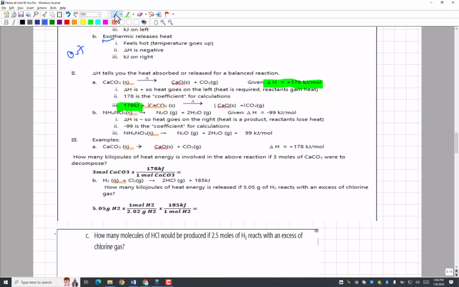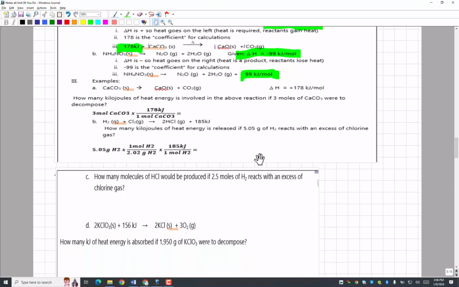NH4NO3 yields N2O plus 2H2O, and given delta H is negative 99 kilojoules per mole. So because it's negative, kilojoules is going to go on the right. Bam, when I'm asked to write it, it'll go on the right. Okay? So then, the math part.